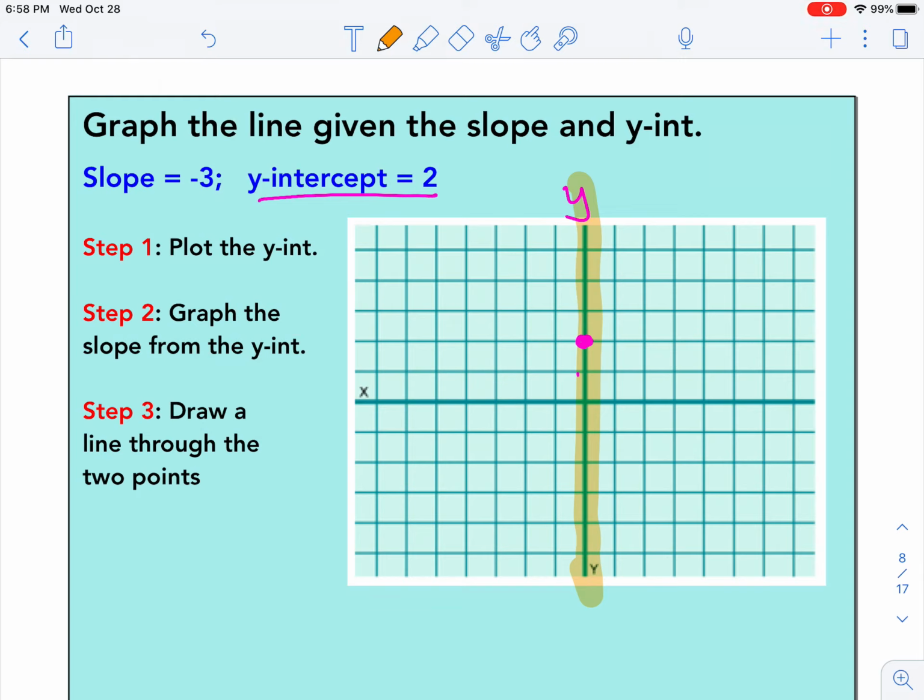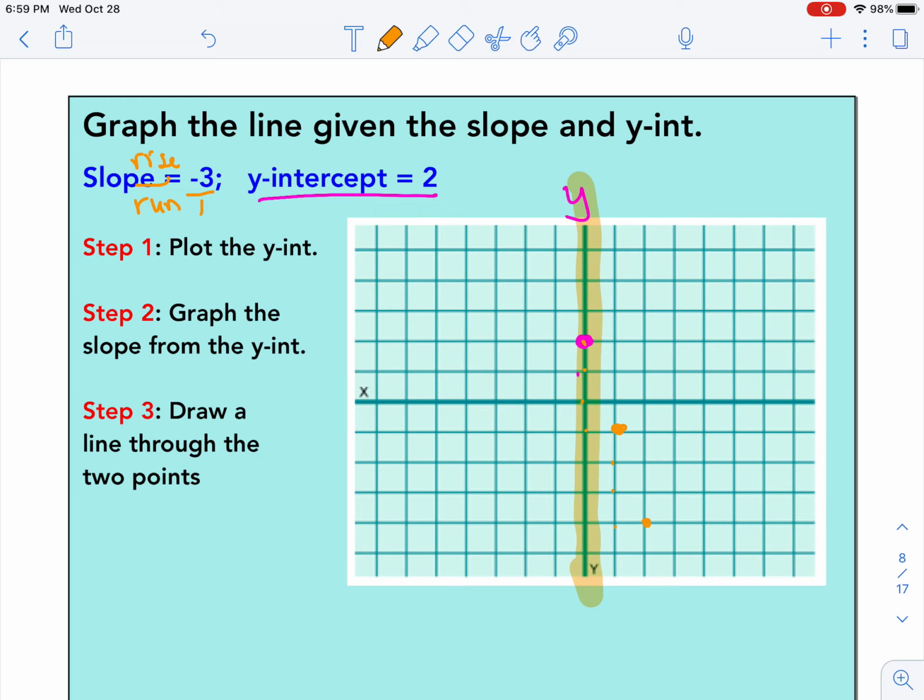So we are going to graph the slope, which in this case is -3. Again, that's the rise over run. Well, what's our run when there's nothing underneath the fraction or underneath the whole number? Remember, we use that 1. -3 is the same as -3 over 1. So we start at this point right here, and we rise -3, which means we are going down 3. So 1, 2, 3. Our run is 1. It's positive, so it's going to the right.